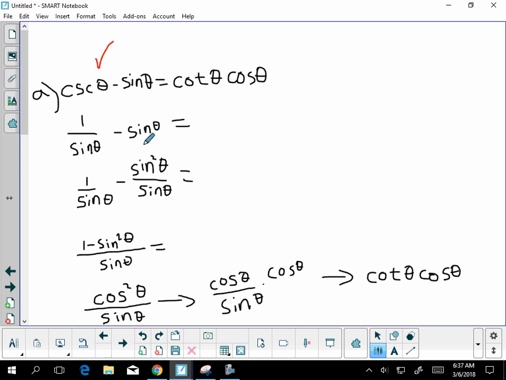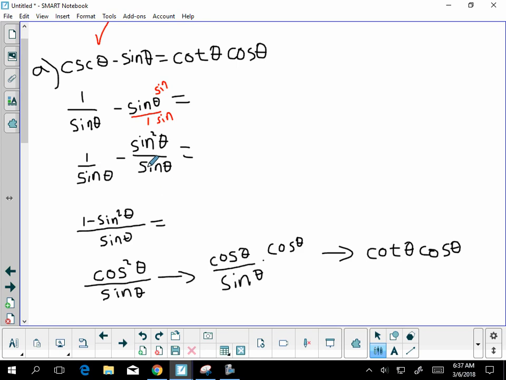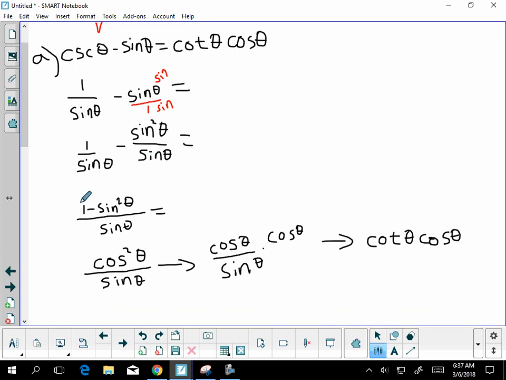I'm subtracting fractions. So in order to subtract fractions, you need a common denominator. So I multiplied that by sine over sine. So I'm left with 1 over sine theta minus sine squared theta over sine theta. Well, I've got the same common denominator now, so I combine them, and I got 1 minus sine squared theta over sine theta. Well, that's a Pythagorean identity. 1 minus sine squared theta is really cosine squared theta.